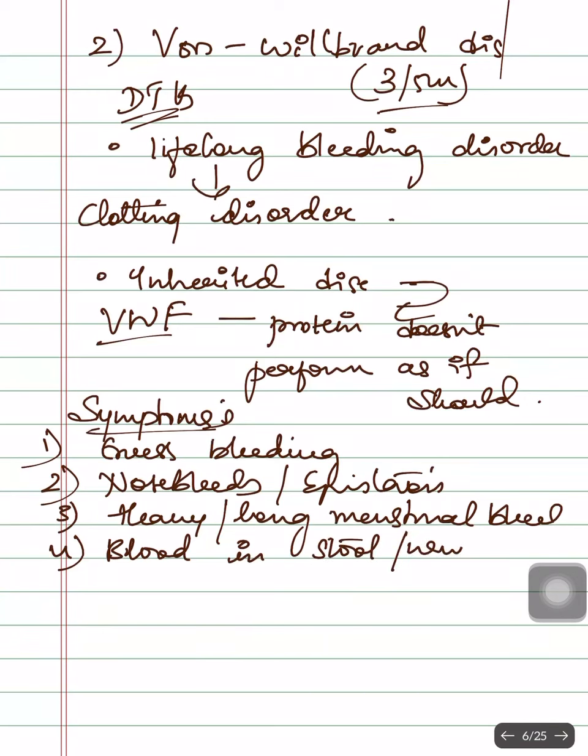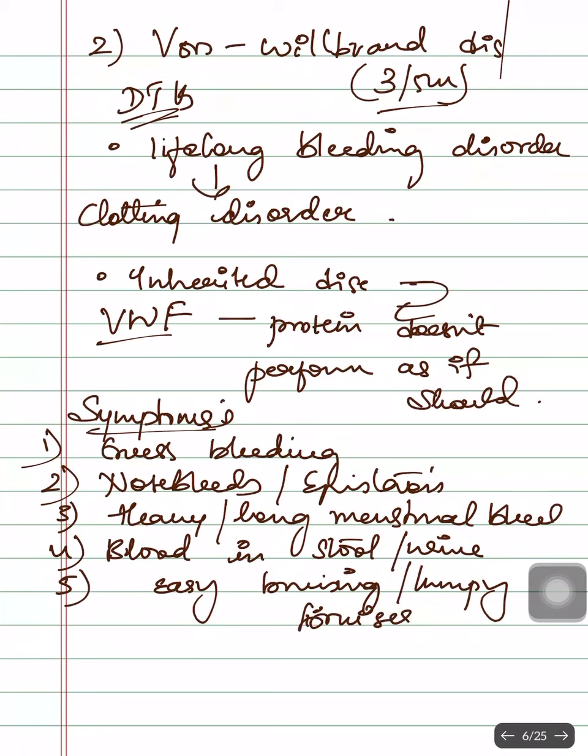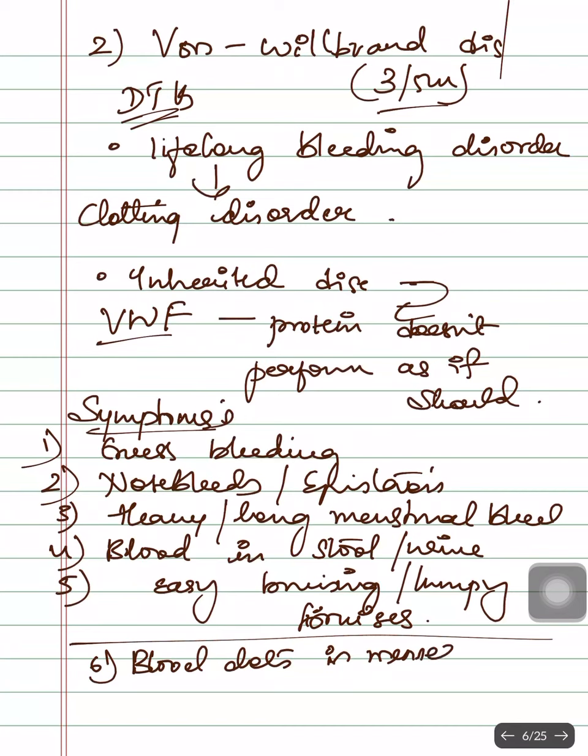Hematuria or melena. Next, coming to easy bruising. Whenever there is a bruise or injury, there will be formation of some lump, so this is easy bruising or lumpy bruises. There are even some menstrual symptoms. Symptoms of anemia include tiredness, fatigue and shortness of breath. Next, blood clots in menses. Even you will see there are blood clots in the menstruation.